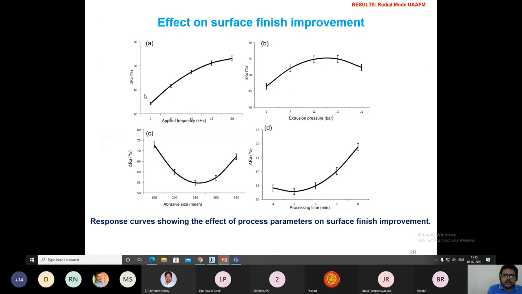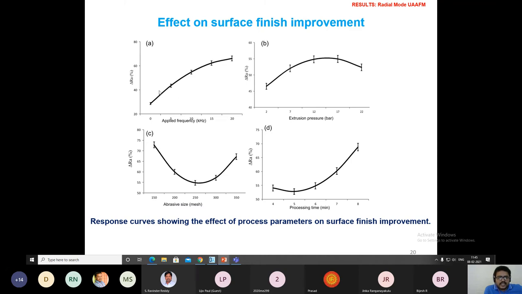I would like to show you how these levels and these factors will influence my responses. So my response is surface finish improvement, and these four are the factors, and I have varied five levels here. You can see I got the curvatures for each and every parameter. So you can also see that there is a lot of influence and a lot of effect on these parameters.